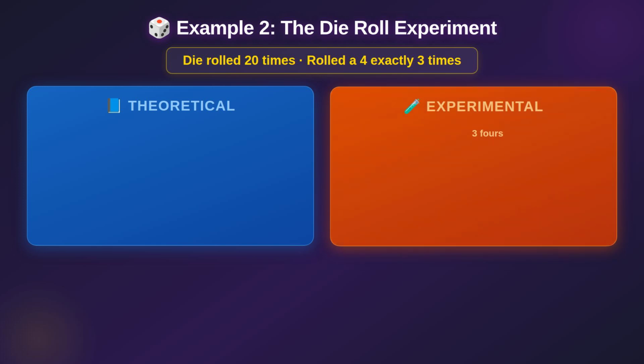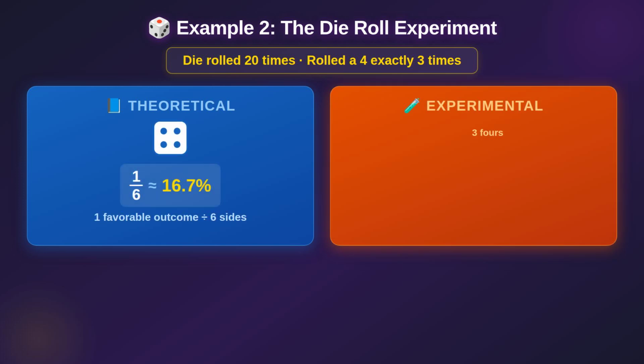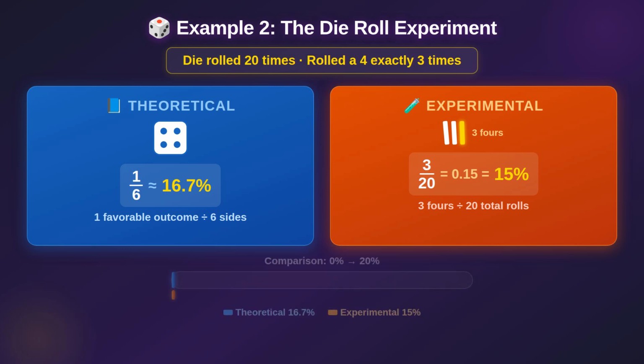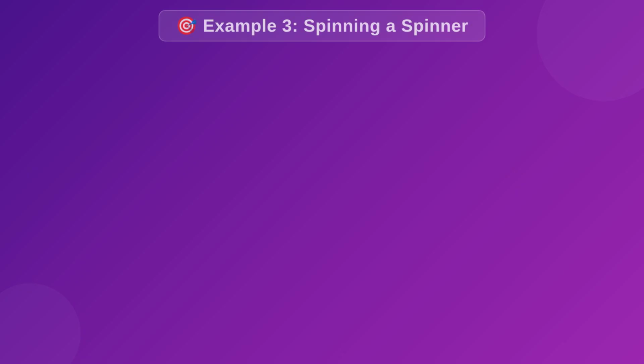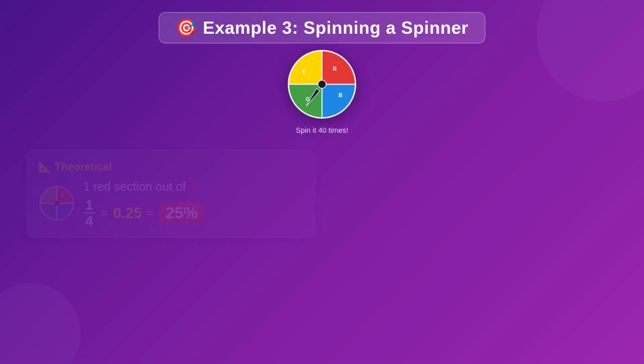Now let's try Maya's die experiment. She rolls a 6-sided die 20 times and records her results. She rolls a 4 exactly 3 times. Let's calculate both probabilities. Theoretical probability of rolling a 4, 1 favorable outcome divided by 6 total sides equals 1/6, which is approximately 16.7%. Experimental probability, Maya rolled a 4 3 times out of 20 total rolls. 3 divided by 20 equals 0.15, which is 15%. The theoretical says 16.7%, and the experimental gives us 15%. These are close, but not identical, and that's completely normal.